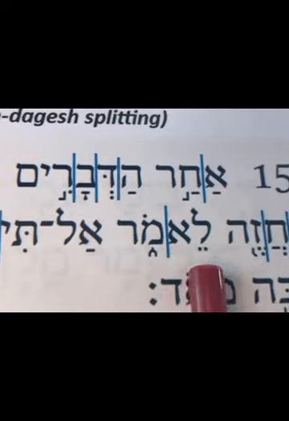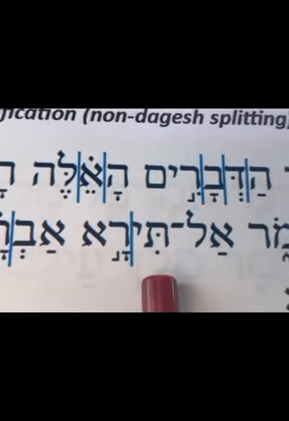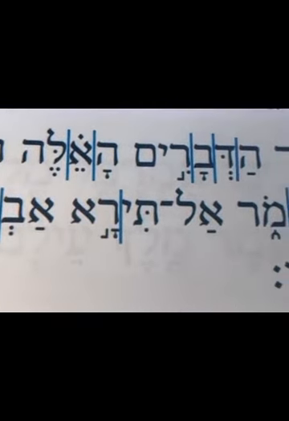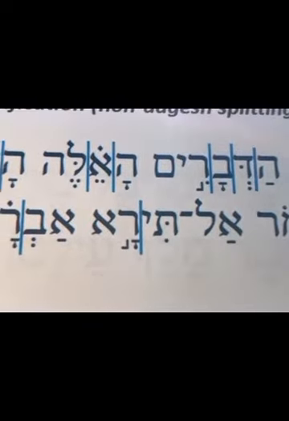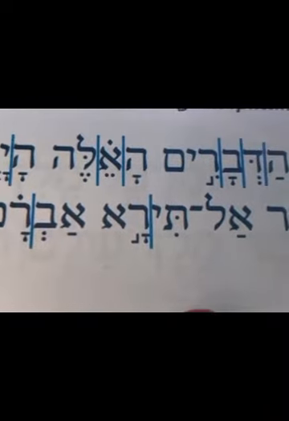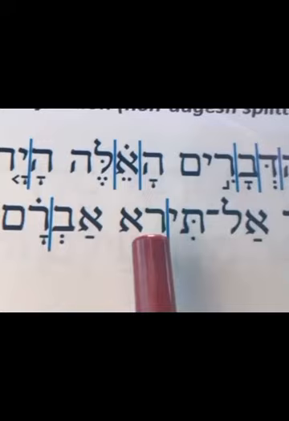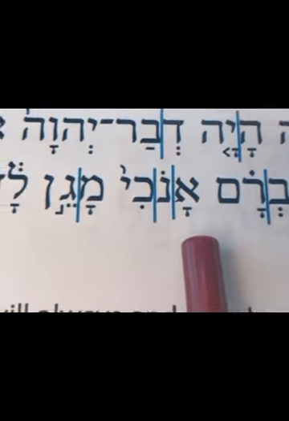Lemor. Closed, closed, closed. All right, tira. Hirik Yod is actually on the chart of unchangeable vowels. Hirik Yod is a vowel, and so we would say that is an open syllable. Tira, ra would be closed. Consonant, vowel, consonant. Avram we've covered.